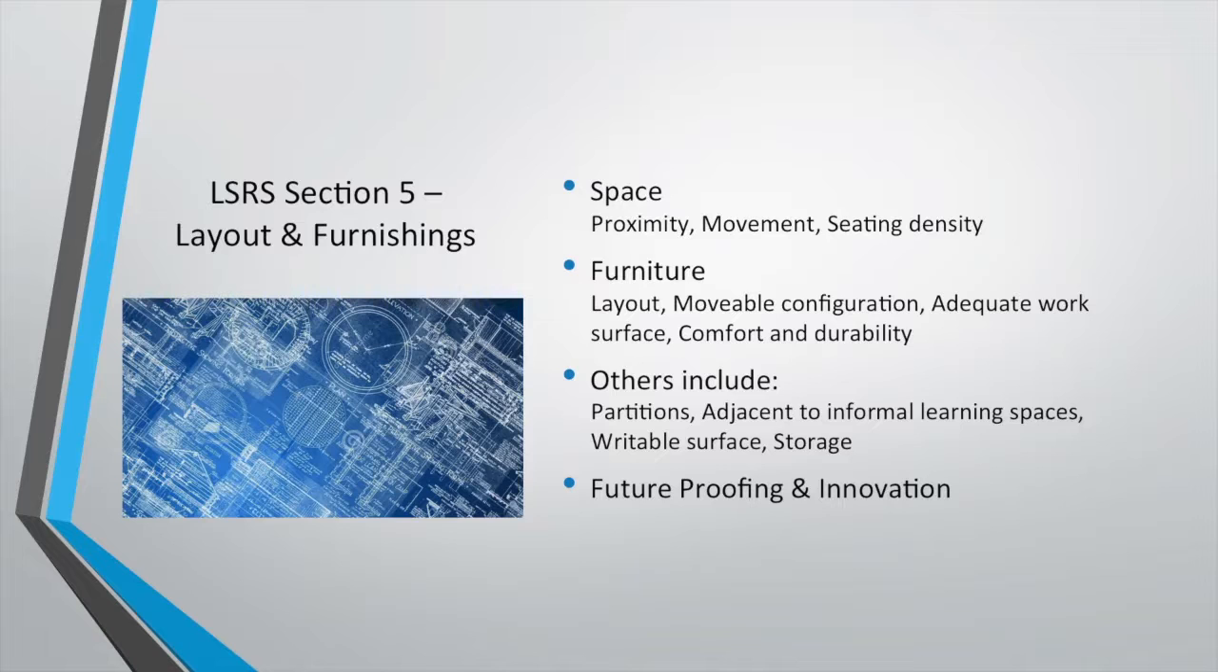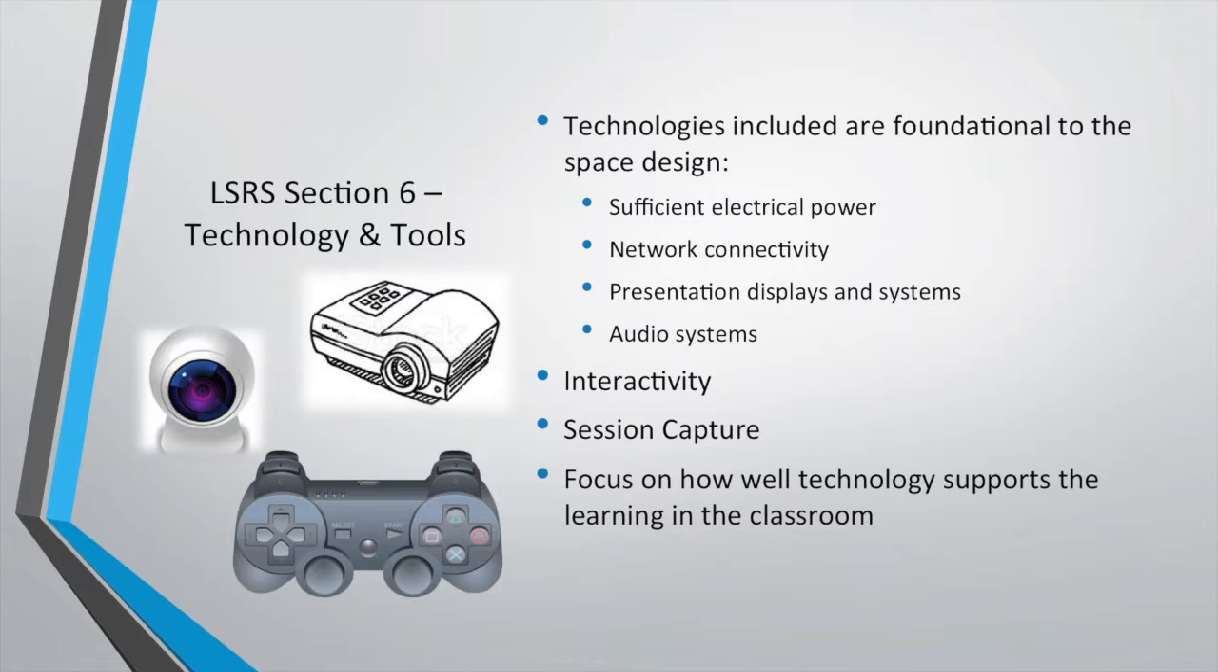Also, things to consider are there writable surfaces? In our old school classroom, as I call it, our writable surfaces are from an old kindergarten classroom, so the chalkboards actually end about here. They go down to my knees. So, again, an area for improvement in some of our things, and then innovation and future proofing. That's layout and furnishings. Next is technology and tools.